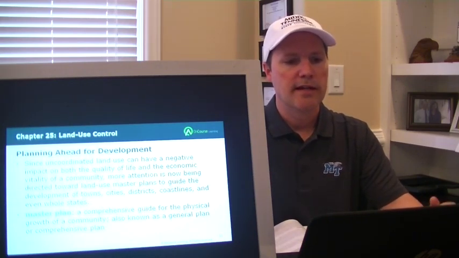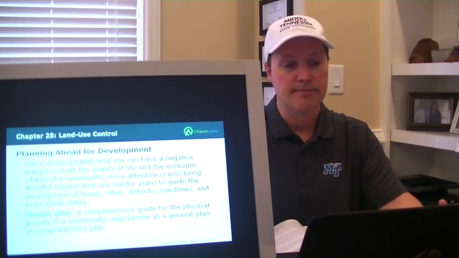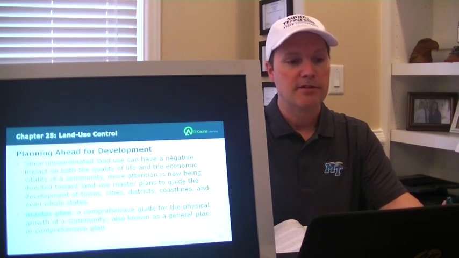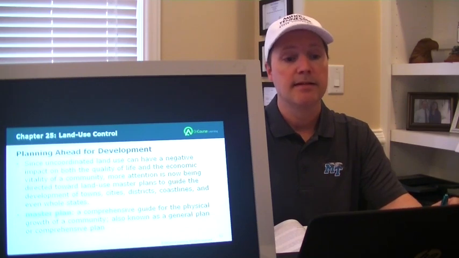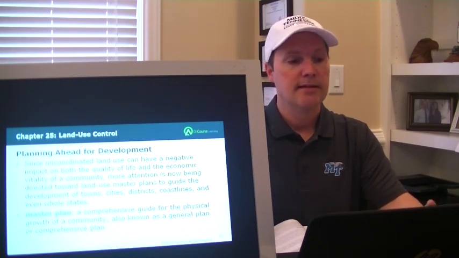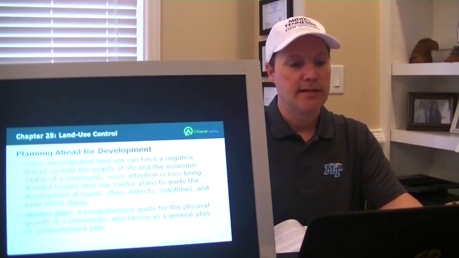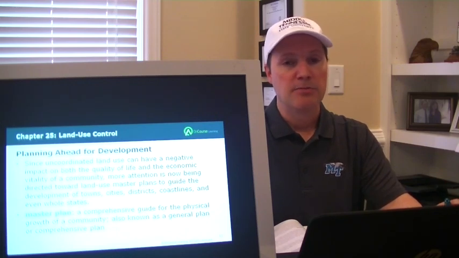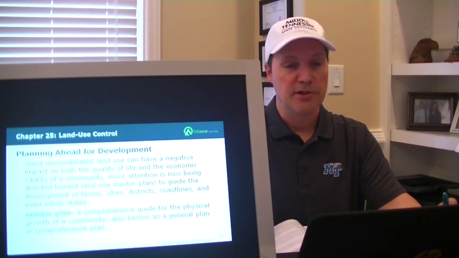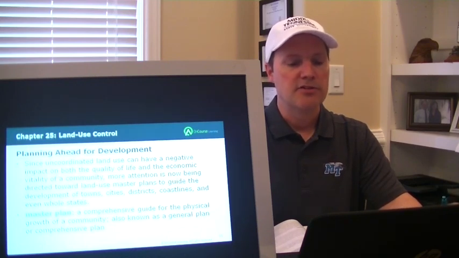Since uncoordinated land use can have a negative impact on both the quality of life and the economic vitality of the community, more attention is now being directed toward land use master plans to guide the development of towns, cities, districts, coastlines, and even whole states. Okay? Now you have a master plan, a comprehensive guide for the physical growth of a community, also known as a general plan or comprehensive plan.